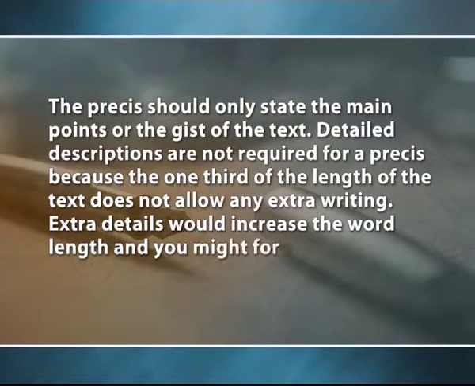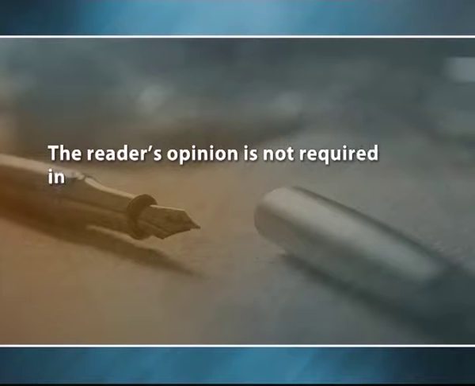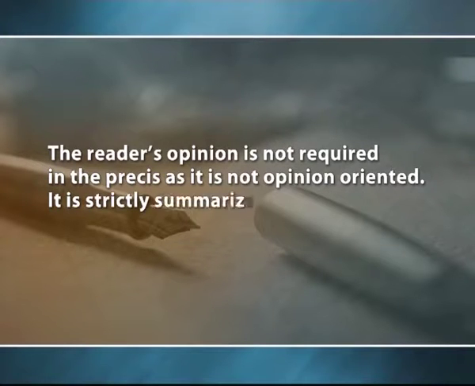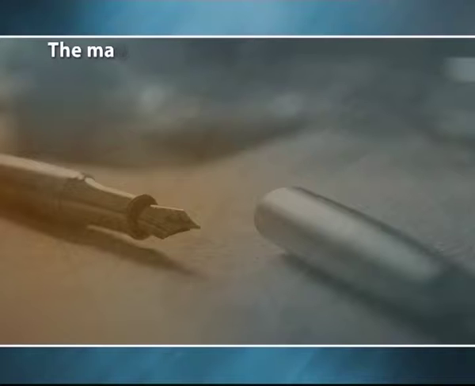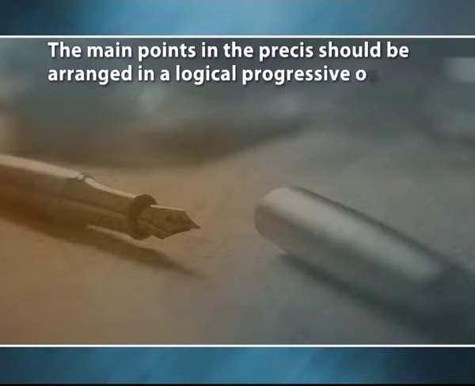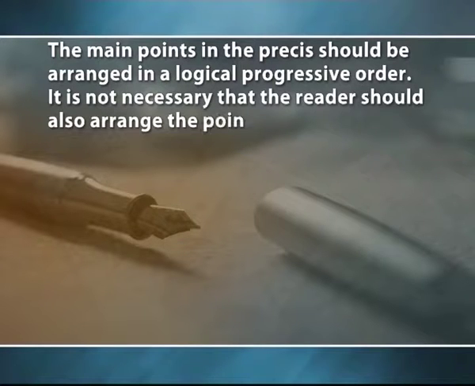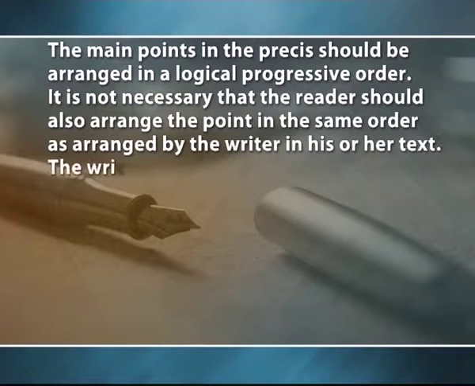Extra details would increase the word length and you might forget to mention all the points. The reader's opinion is not required in the Précis as it is not opinion oriented. It is strictly summarizing the points of the text without description. The main points in the Précis should be arranged in a logical progressive order. It is not necessary that the reader should also arrange the points in the same order as arranged by the writer in his or her text.